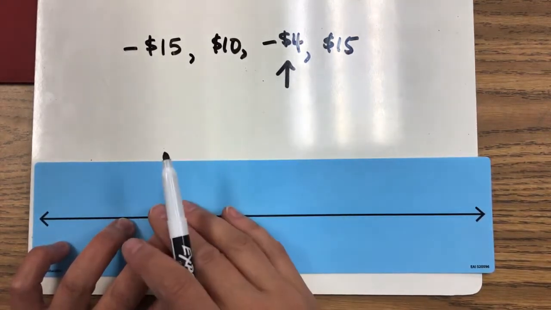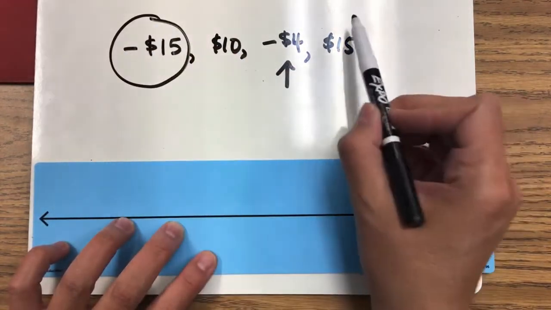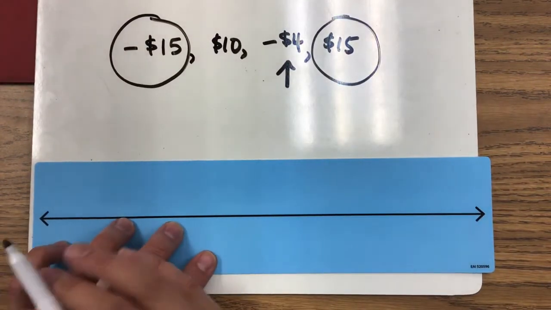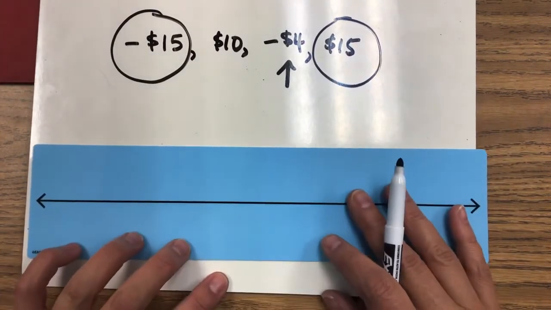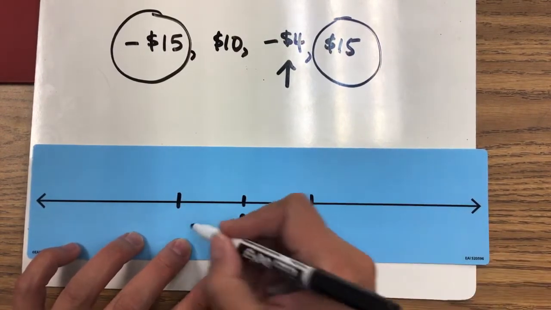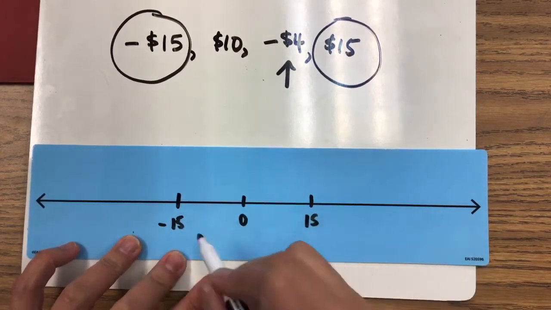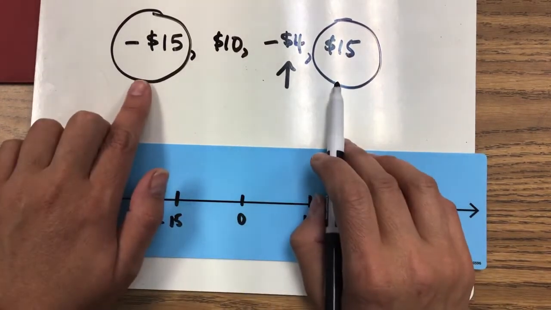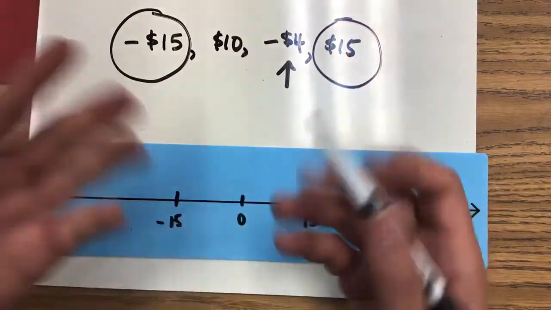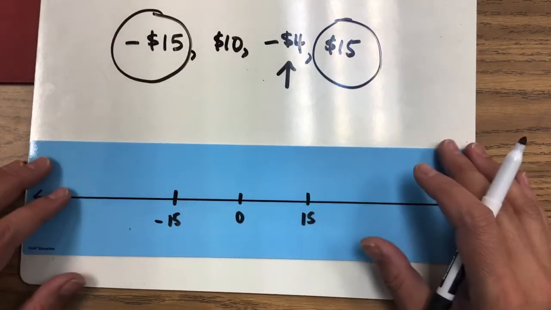Which two things are opposites in here? If you said negative $15 and $15 were opposites, you would be right, because they would be the same distance from 0 on a number line. Here would be 0, and then negative 15 would be over here somewhere, and positive 15 would be over here. Those would be opposites. And isn't it true? If you took $15 out of the bank and then put $15 in, you'd end up right where you started, right? Those are opposite numbers.